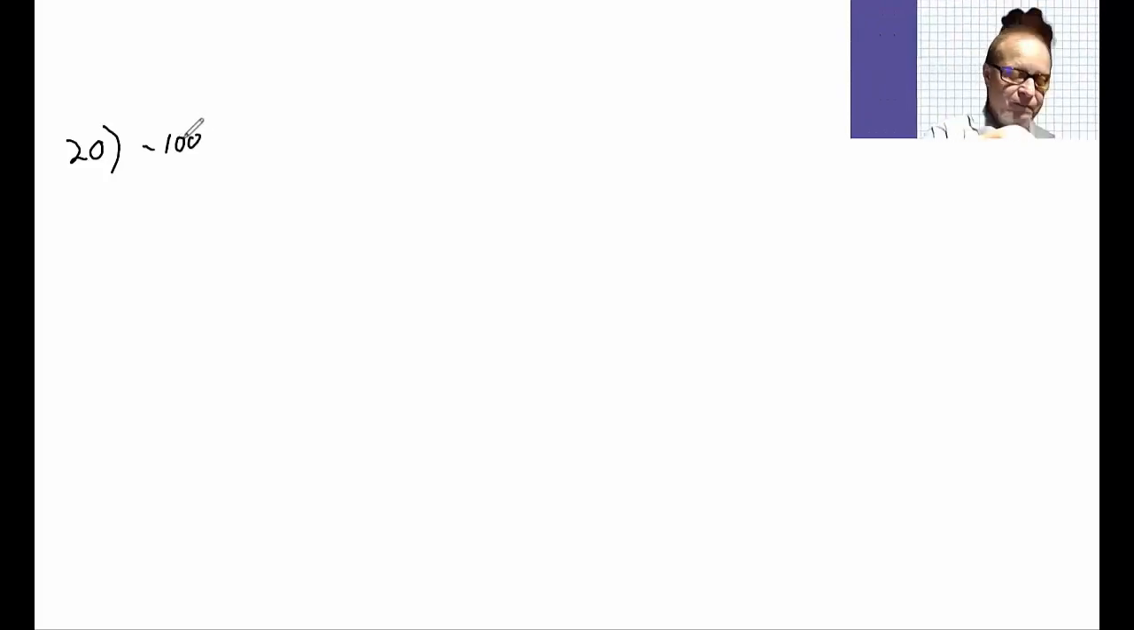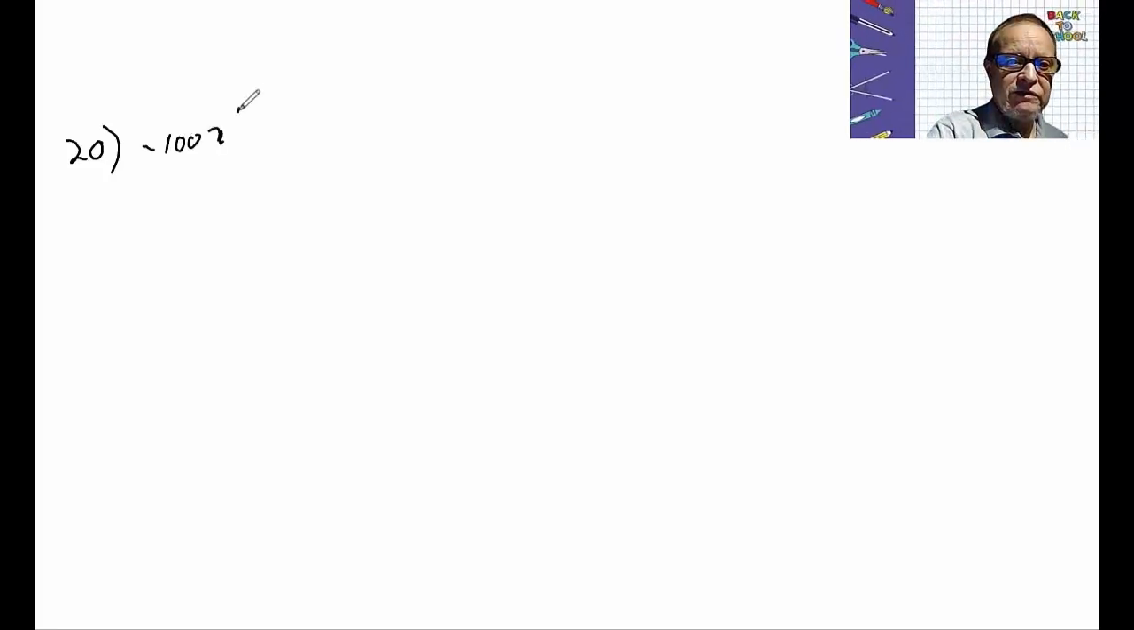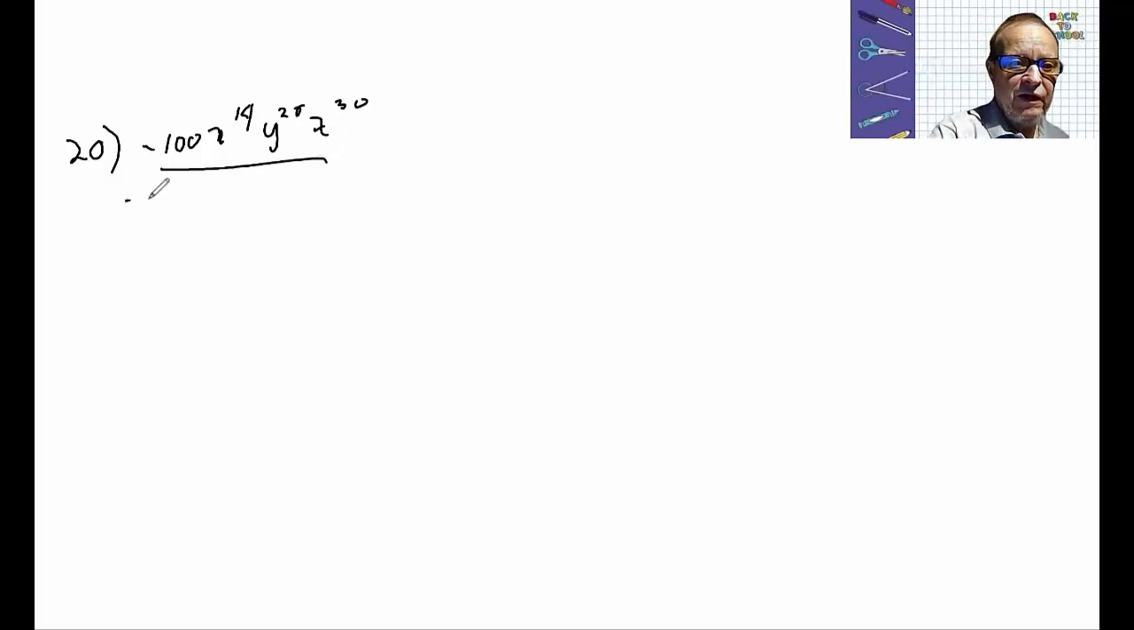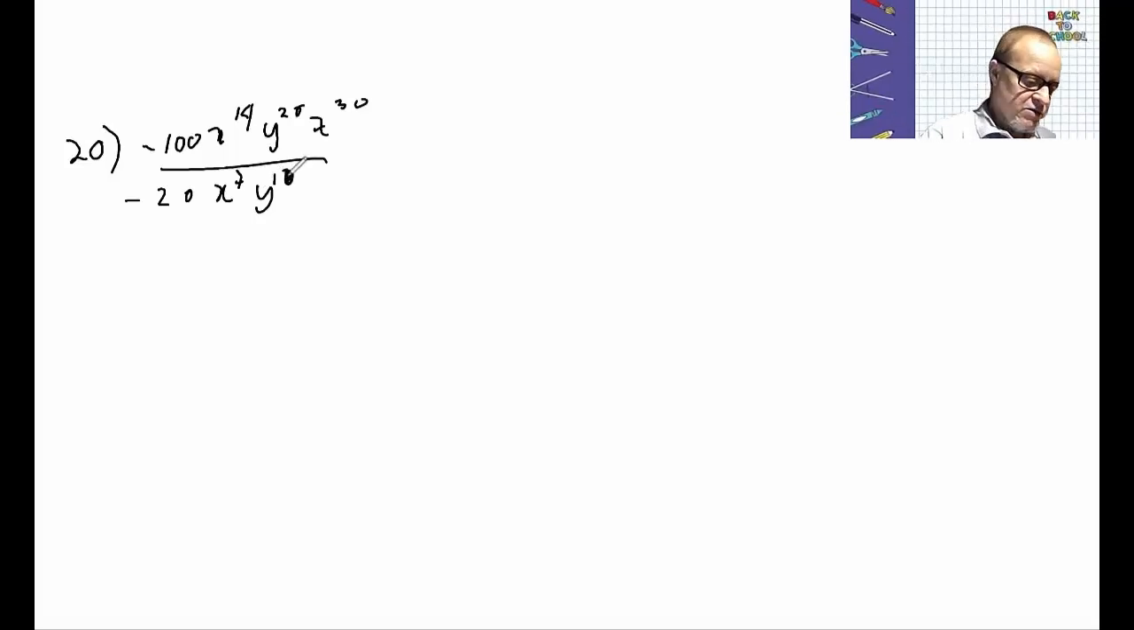In example number 20, I have negative 100 x to the 14, y to the 20, z to the 30, over negative 20, x to the 7th, y to the 10th, z to the 15th.